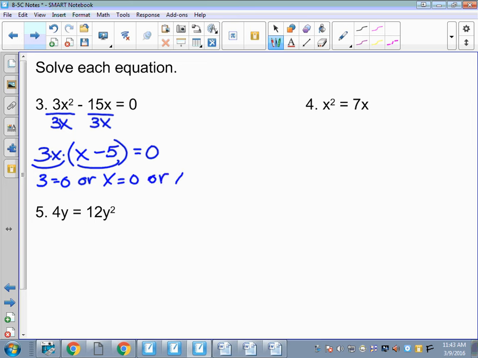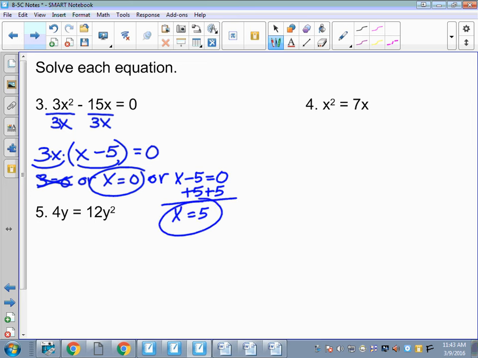Or x minus 5 could equal 0. Some people like to keep the 3 and the x together. I don't care. We do know, though, if you say 3 equals 0, that that's nonsense. So that one's out. x equals 0 is already solved for us. And then the x minus 5, if I just add 5 to both sides, x is equal to 5.